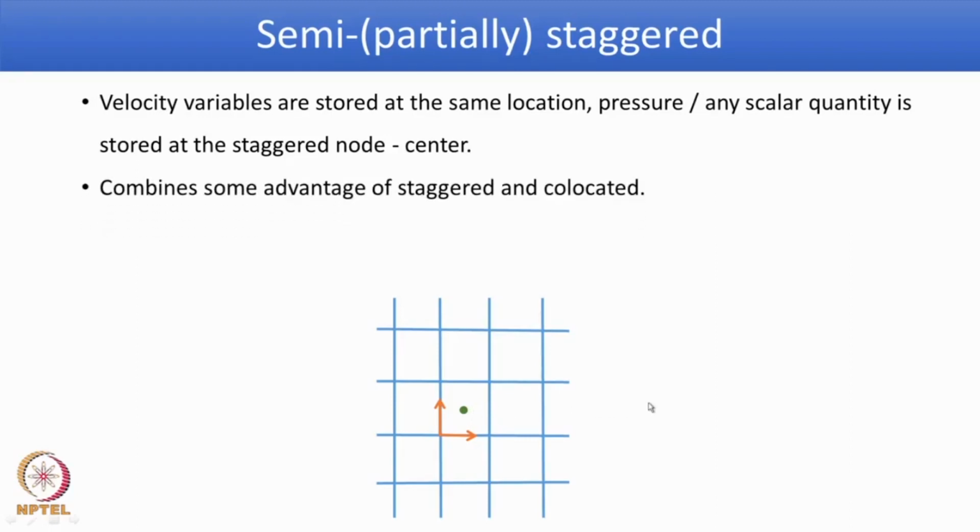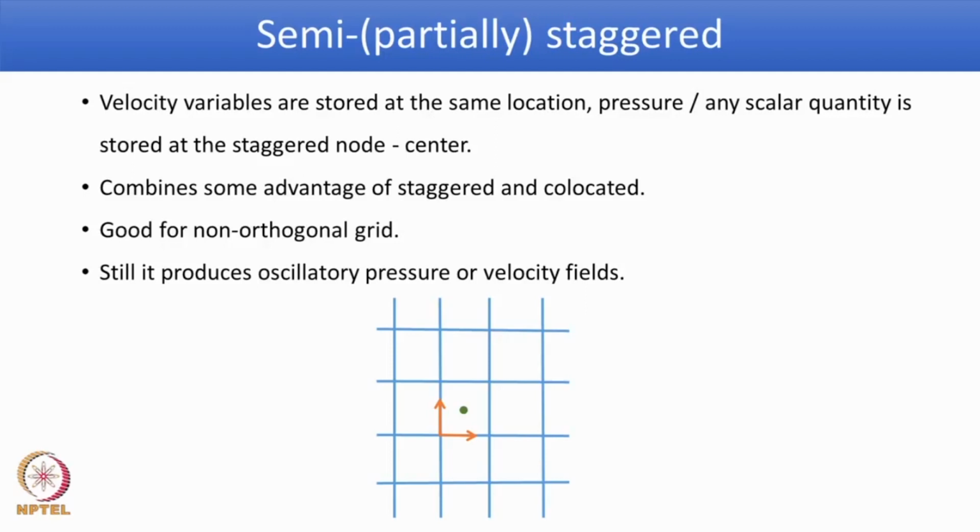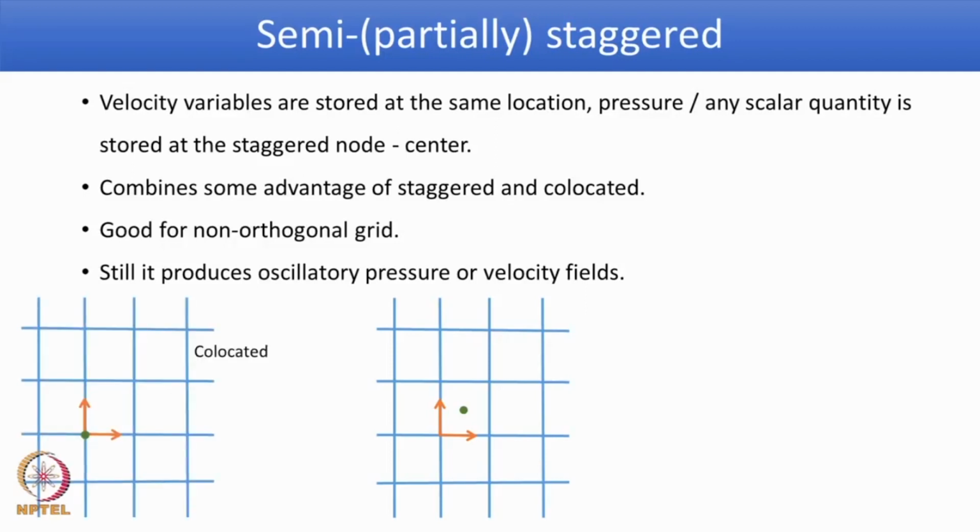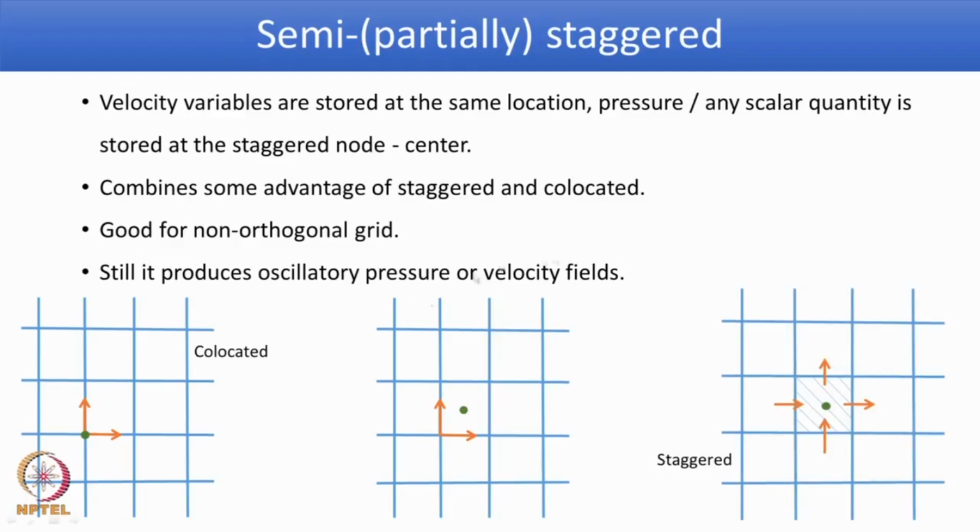It combines advantage of staggered as well as collocated, and it is found to be good for non-orthogonal grid. Still, it produces some oscillatory pressure or velocity fields. Now, let us look at all the 3 arrangements together. The left is a collocated arrangement, middle is a semi staggered or partial arrangement, and the right is a staggered arrangement. So, you can immediately get idea the advantage as well as disadvantage.